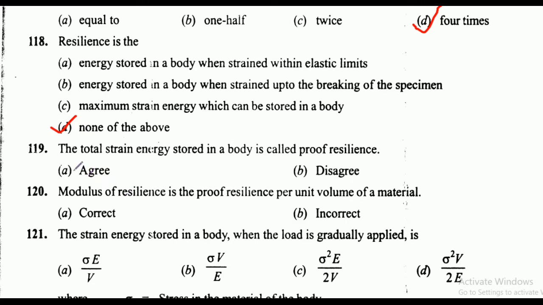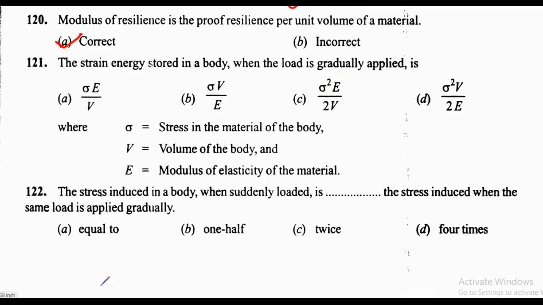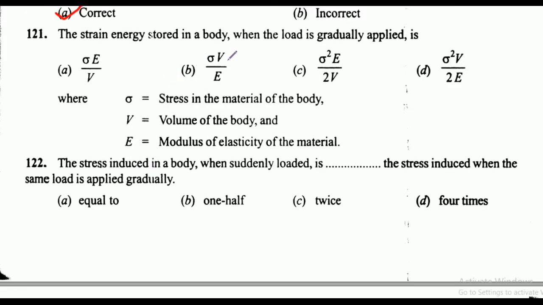And next is the total strain energy stored in a body is called proof resilience. Agree or disagree? So it is disagree, friends. Total strain energy stored in a body is called resilience. Okay. Next is modulus of resilience is the proof resilience per unit volume of a material. Is it correct or incorrect? So it is correct.